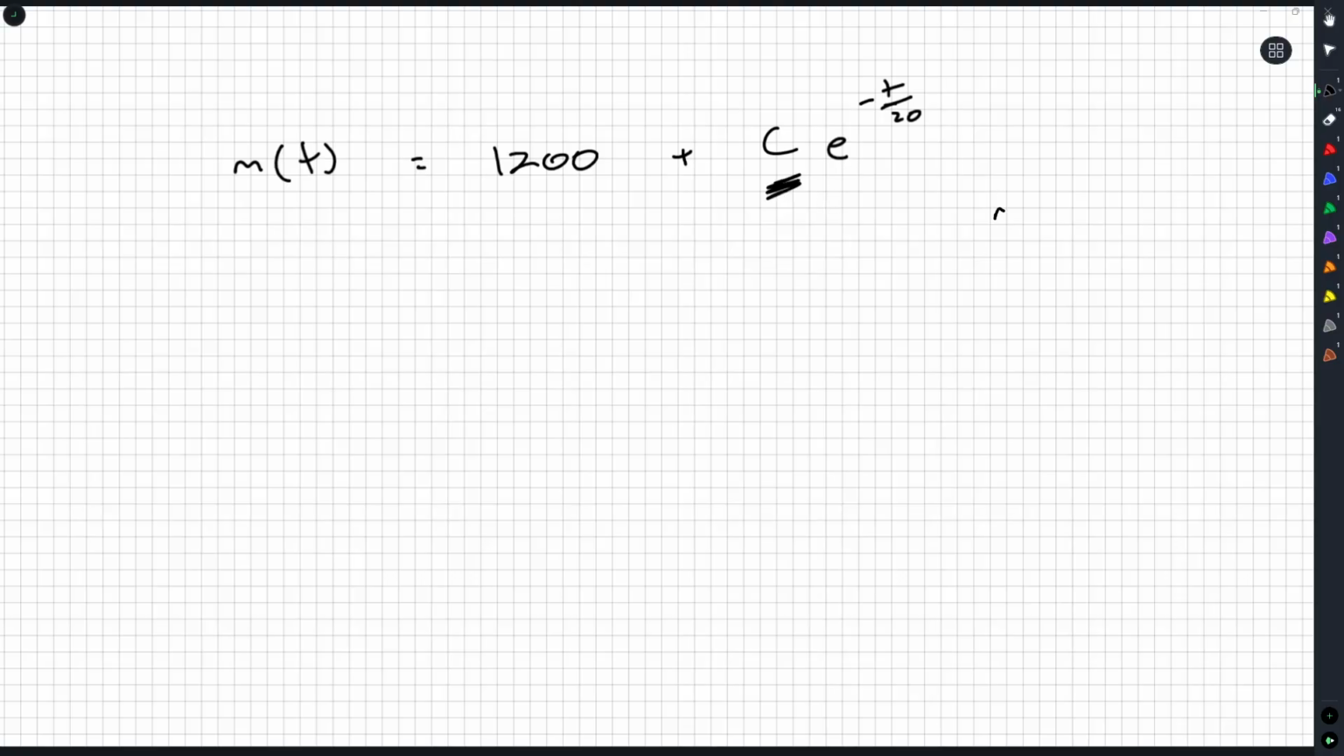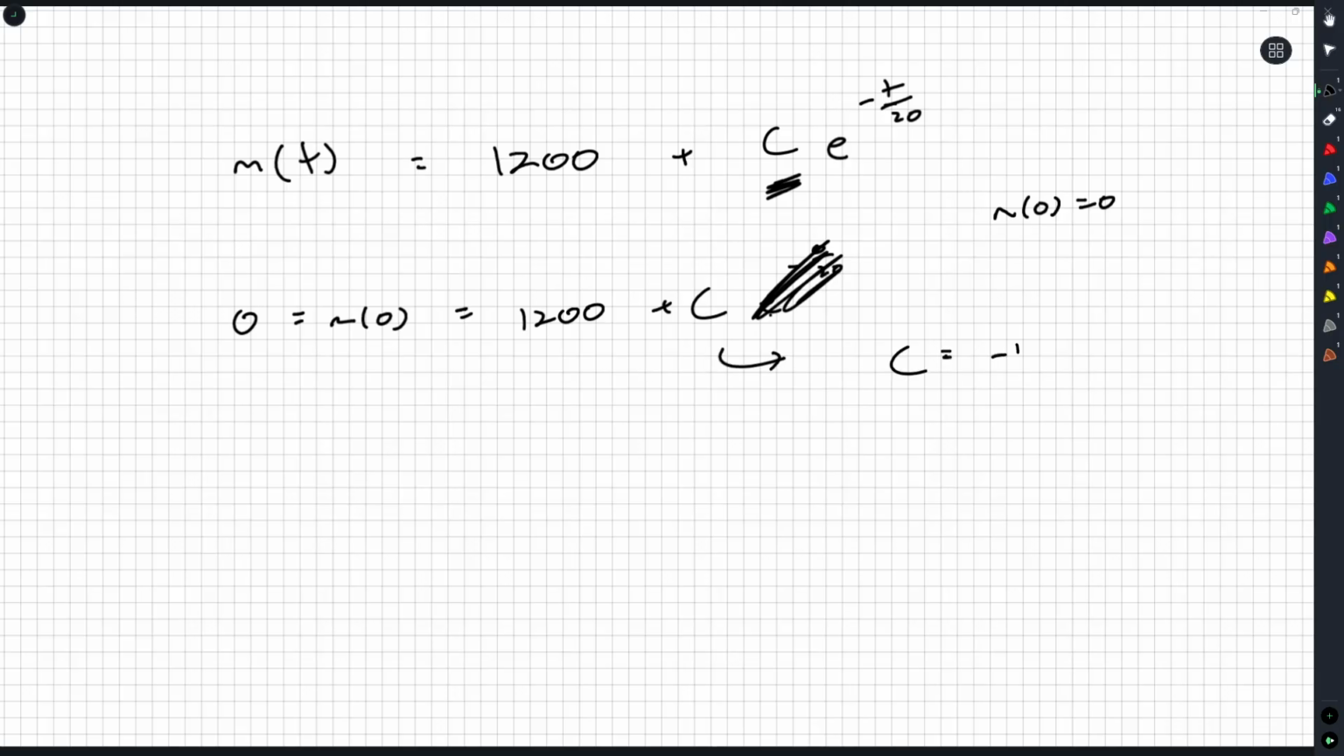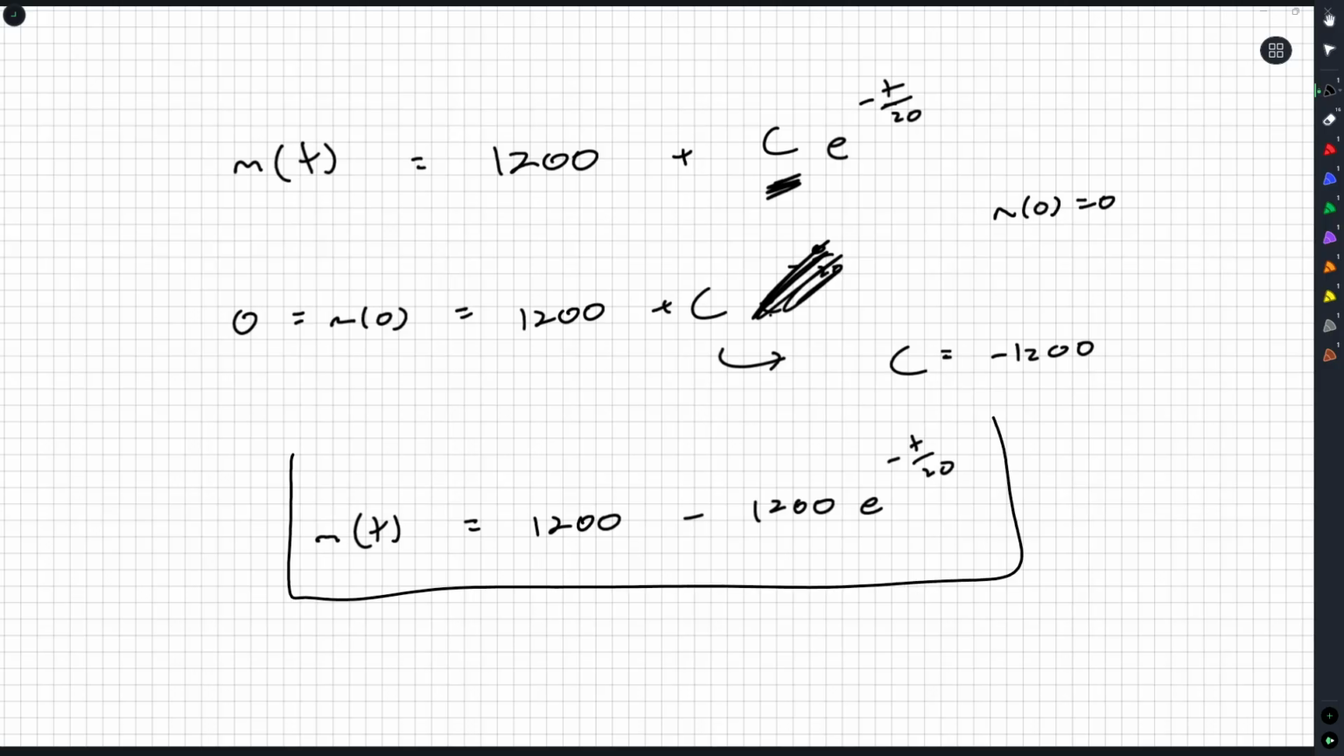How can I figure it out? Well, remember, we started with pure water, 300 liters of pure water, so we know if I plug in 0, I should get a 0 out. Well, e to the 0 is just 1, so we get 1200 plus c is 0. C here should be minus 1200. And so we can get our solution: 1200 minus 1200 e to the minus t over 20. That is our solution with all our work shown, initial condition used.